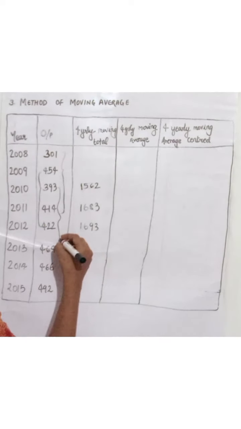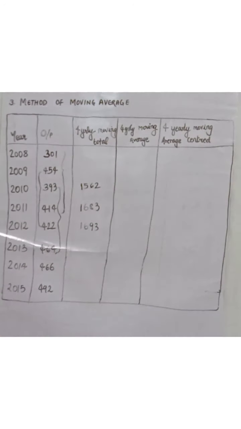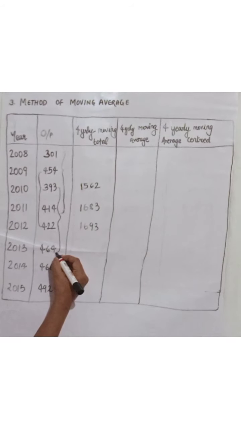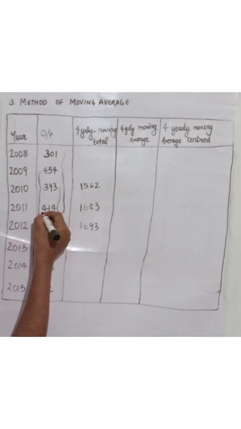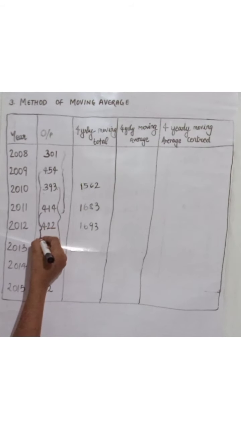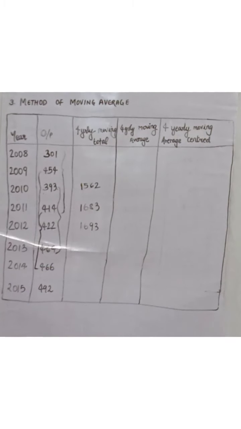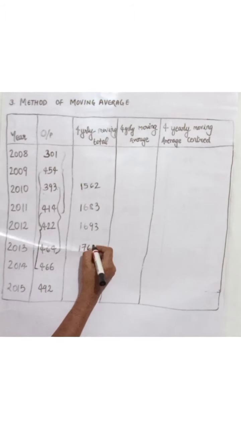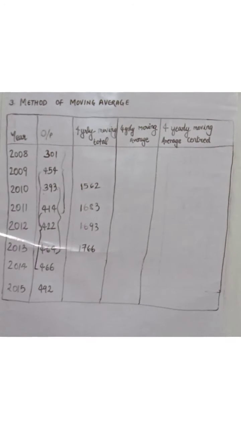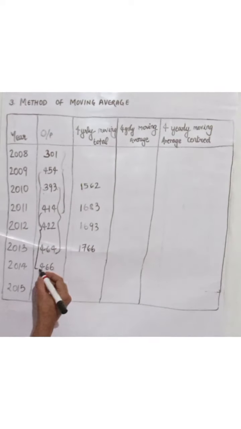That is done. Now here my column ended, here my group ended. So this is my last group, right? Eliminate the first element, then take from the next: 414 plus 422 up to 466. This is my new group. I add it and I will get 1766. I have placed it in the third element's corresponding column. One more element is left, right? So this is the last group.